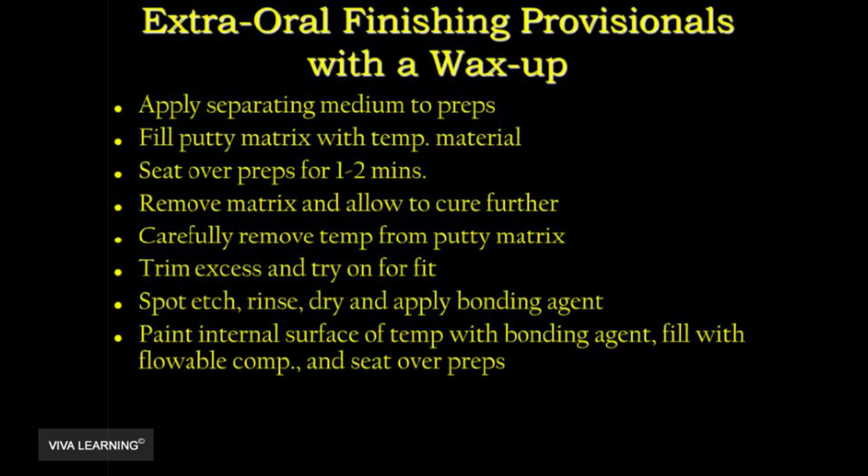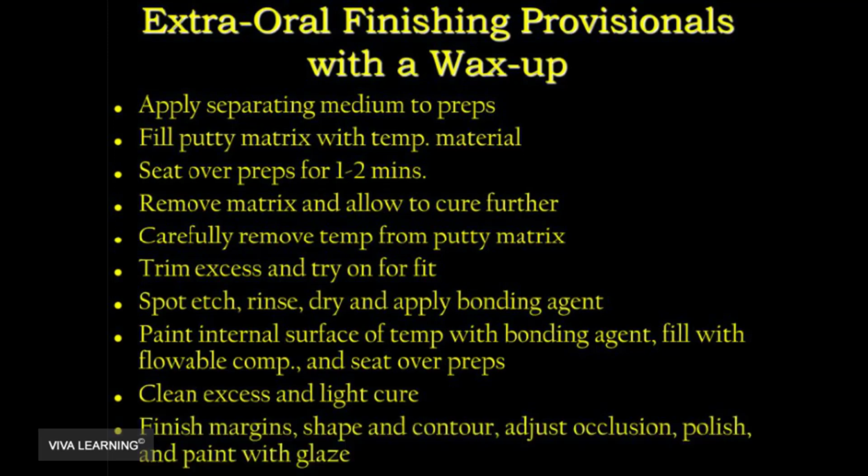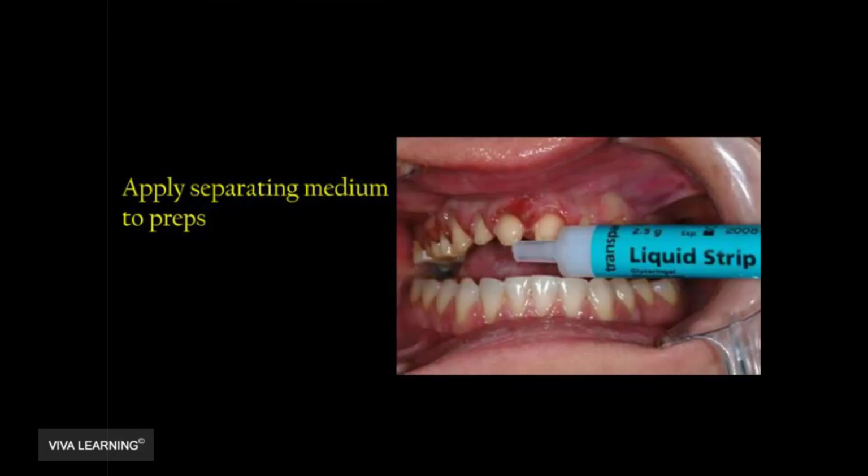So we're going to paint the internal surface of the temporaries with some type of bonding agent. If we are going to use a flowable composite, then we're going to fill our temporary with the composite, seat it over the preps, wipe away the excess, and light cure. This is slightly different if you use a non-eugenol temporary material: you would just fill your temporary, wipe away the excess, and allow it to self-cure. And just like before, we're going to finish our margins, shape and contour. We'll adjust our occlusion, we'll polish, and then we'll paint with glaze, similar to what we just saw.